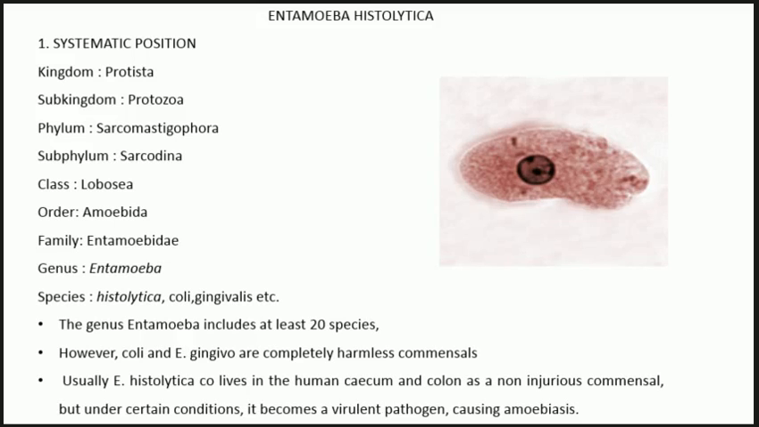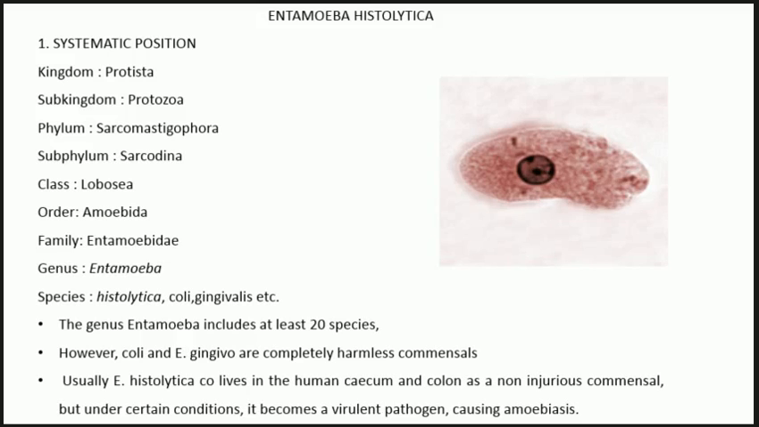Whereas Entamoeba histolytica lives in the human cecum and colon and is initially a non-injurious common cell, remember, but later, in certain conditions, it becomes a virulent pathogen and it may cause a disease. That disease is called amoebiasis. So this is about the systematic position.